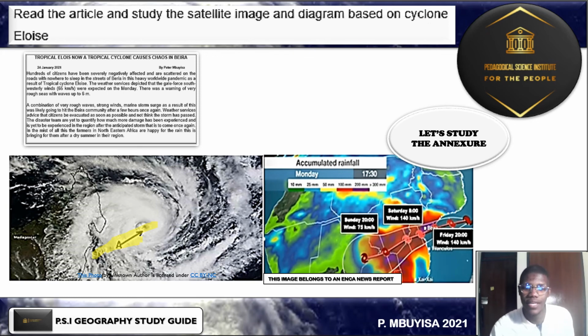And this is an image that belongs to the ENCA news report. So they have all copyright on this diagram. We are just using it for educational purposes for your Matric examinations. So those are the features that we have over there, and we can see how this weather changes from Friday, Saturday to Sunday. So those are some of the features. Okay, so we can resume to the questions then.